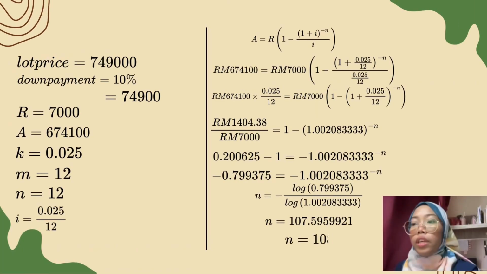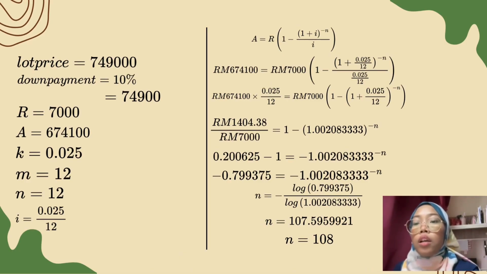The price of the office lot is 749,000 ringgit and he made a down payment which is 10%. So R equals 7,000, A equals 674,100, K equals 2.5% or 0.025, M equals 12, I equals 0.025 divided by 12. So we use the formula A equals R bracket 1 minus bracket 1 plus I bracket to the power of negative N, divided by I bracket.